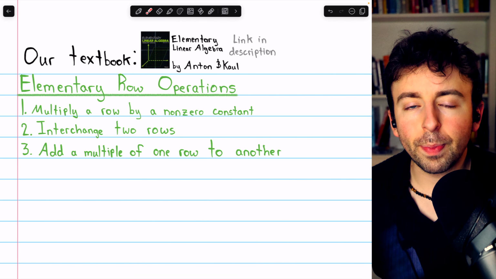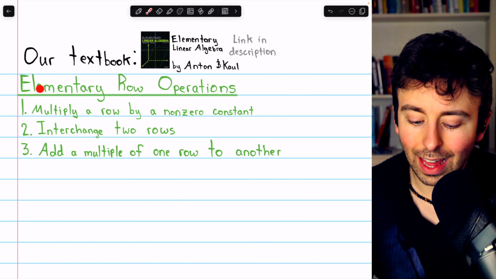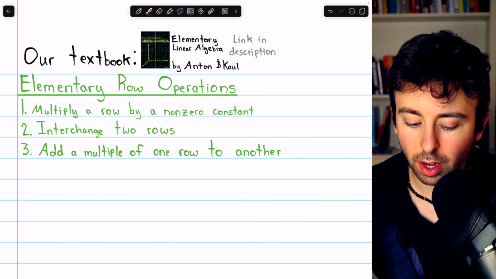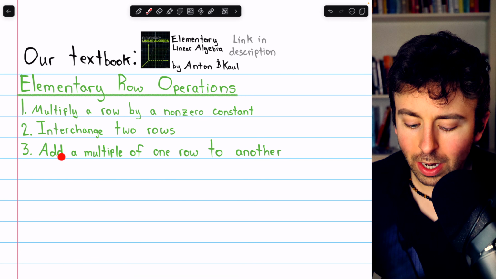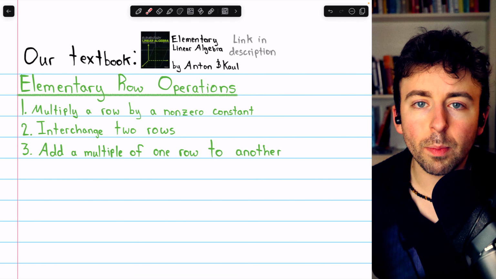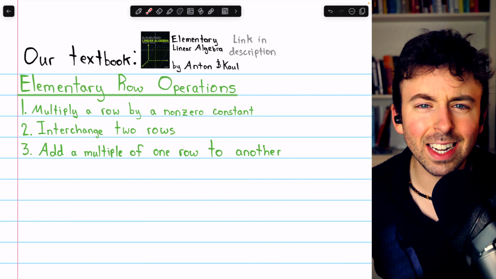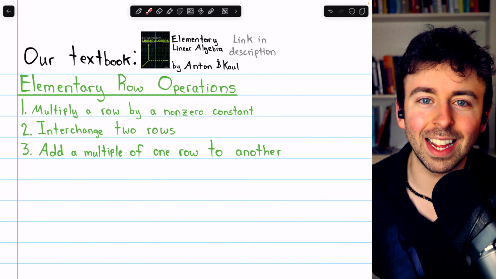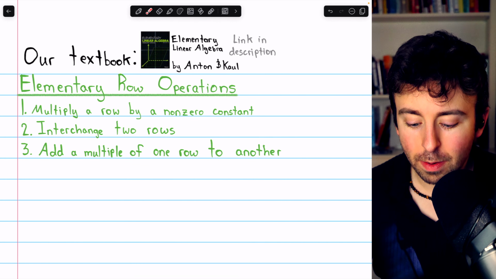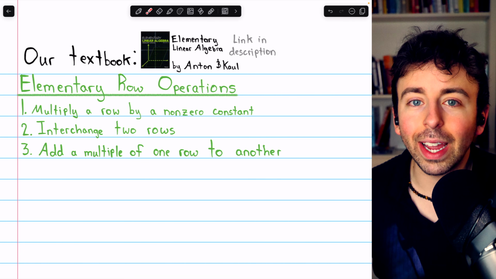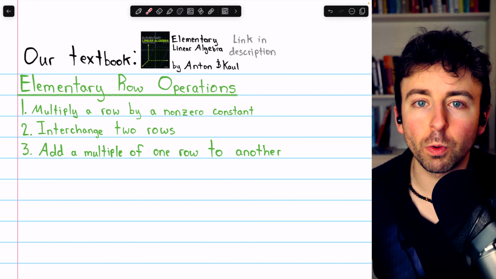At this point, we've spent quite a bit of time dealing with elementary row operations. We can multiply a row by a non-zero constant, interchange two rows, or add a multiple of one row to another. Typically, we would not perform these operations on the identity matrix because the identity matrix is already perfect. We don't have any changes we want to make to the identity matrix. But in fact, performing these operations on an identity matrix gives way to the definition of an elementary matrix.